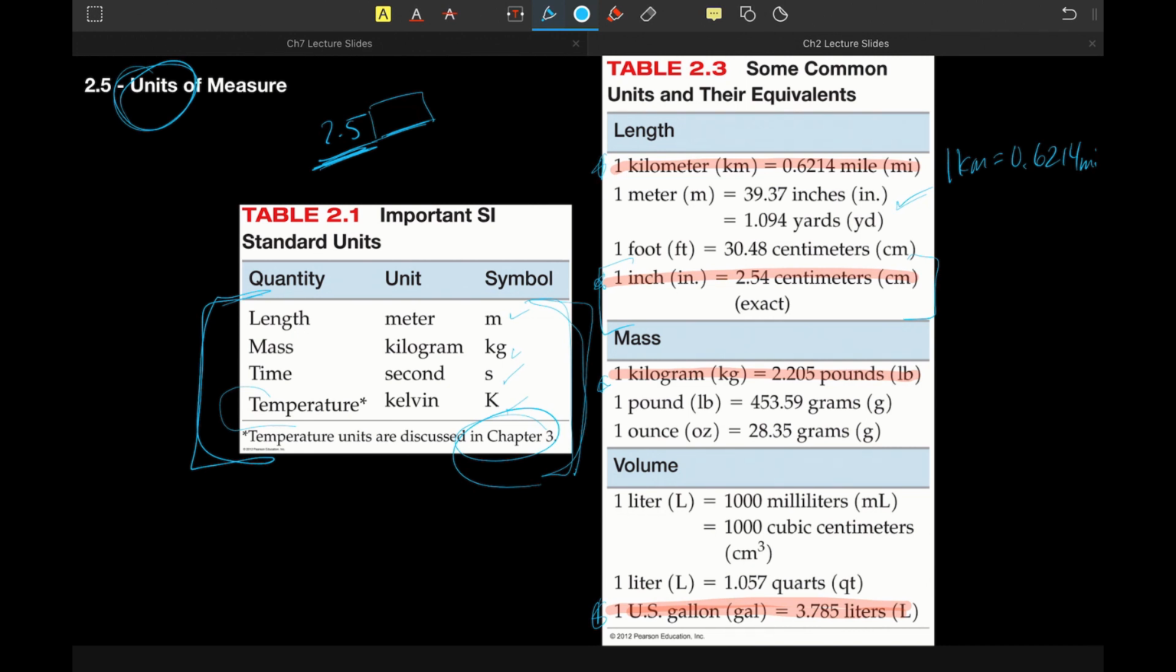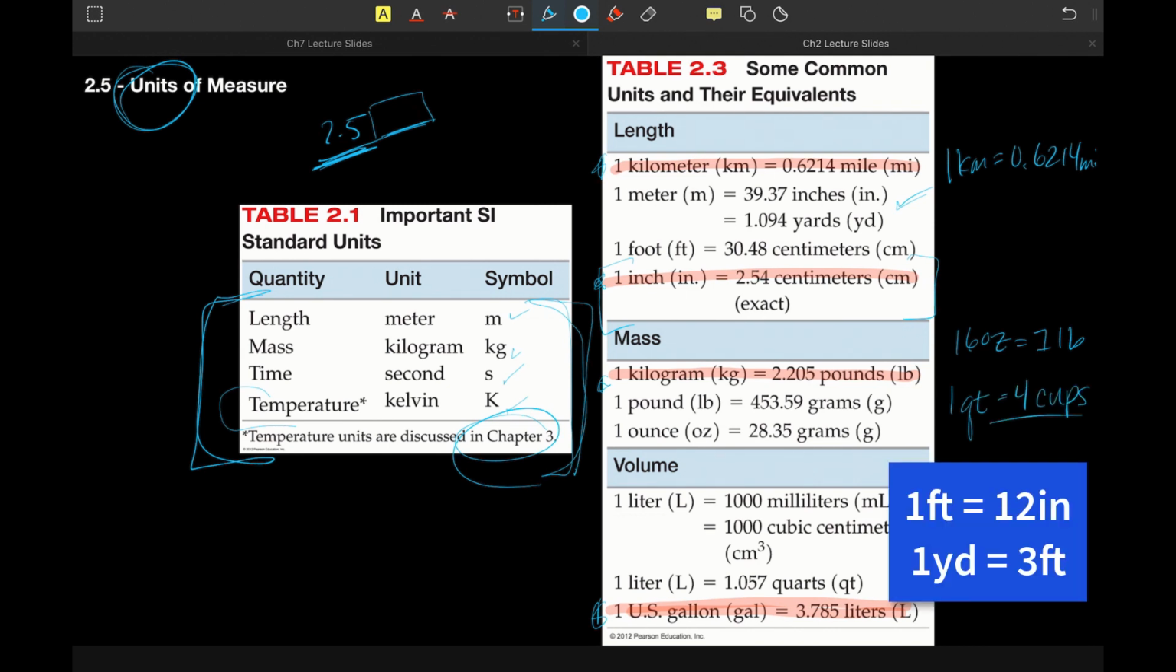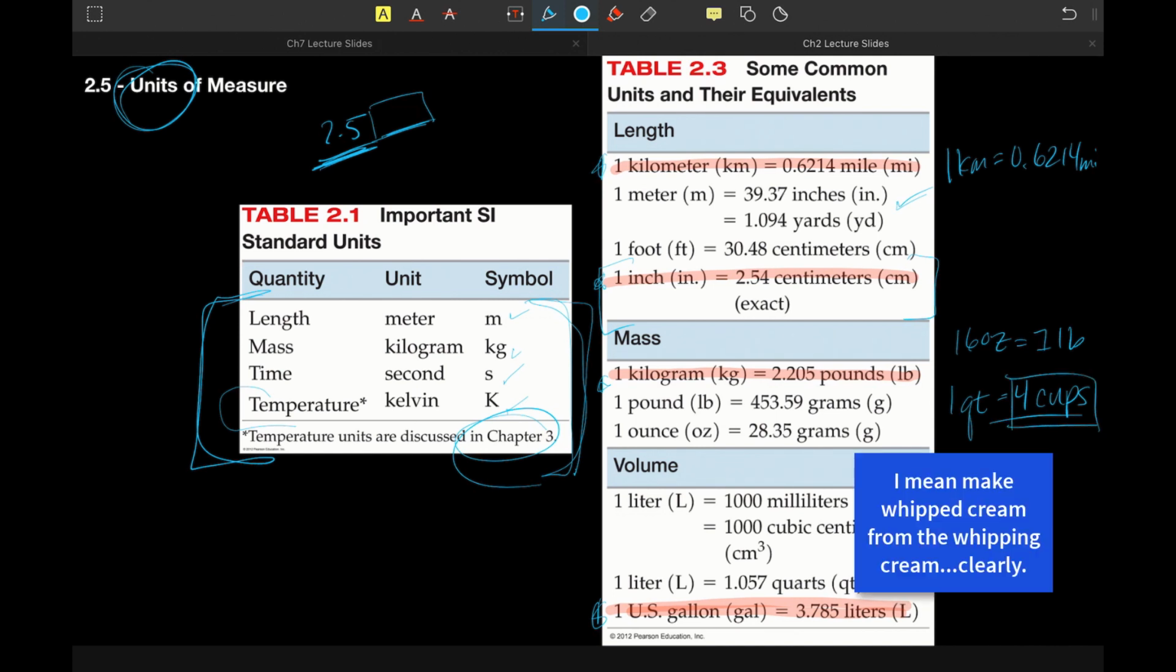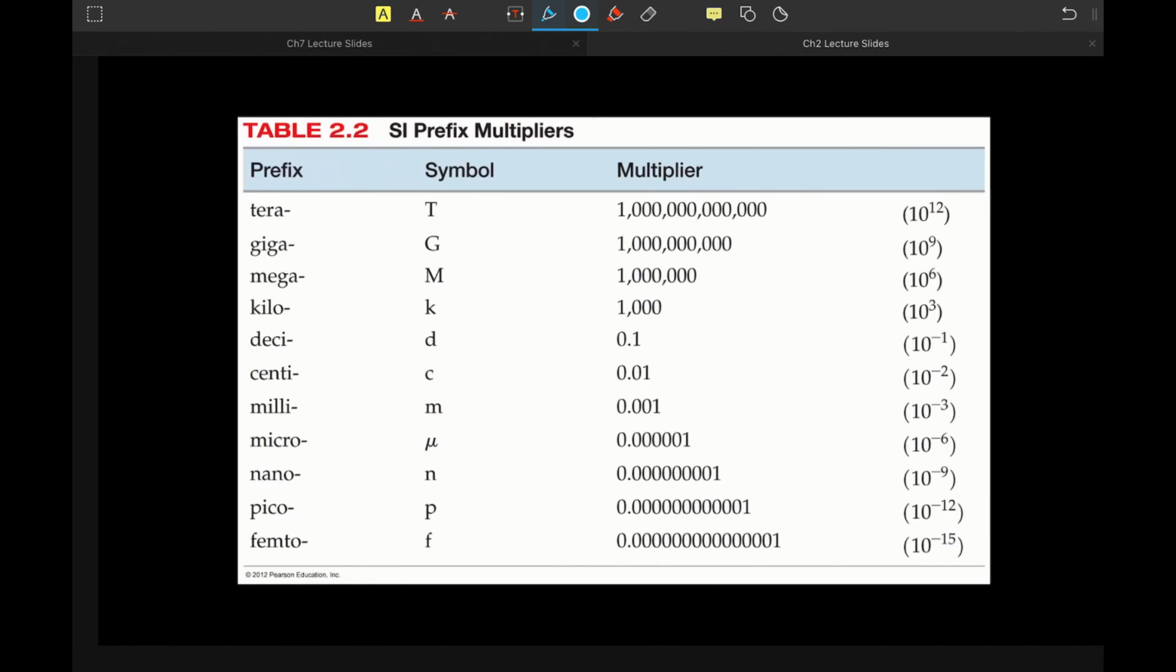Other life ones we should know that aren't listed here: I assume we all know at this point that 16 ounces equals 1 pound. A 16-ounce steak is a 1 pound steak. Or the fact that 1 quart is equal to 4 cups. So when you go to the store and you buy a quart of heavy cream, that quart of heavy cream has 4 cups in it. So if you're going to make whipping cream out of it, you would need to know that conversion. Okay, those are other ones you should just know, life things you should know.